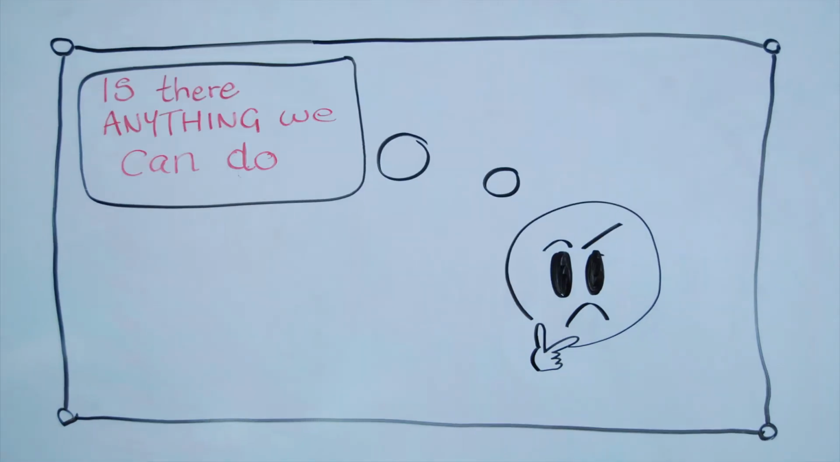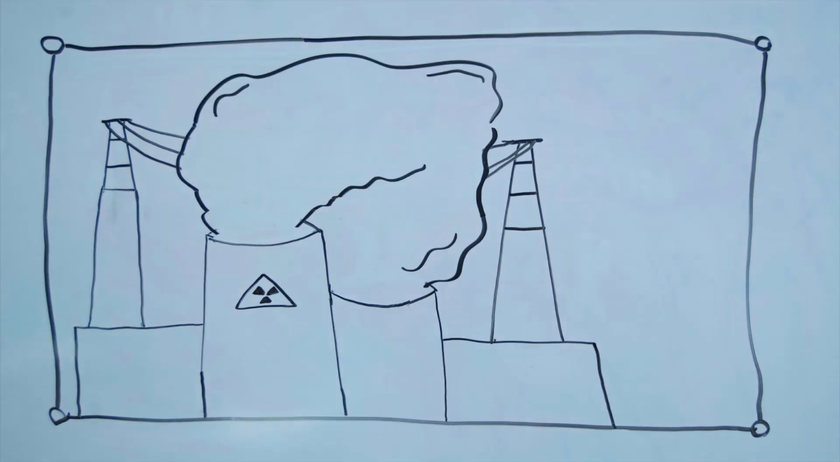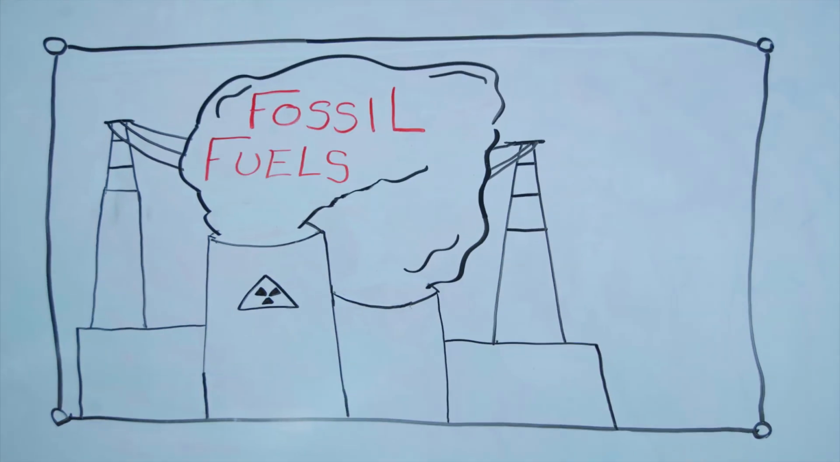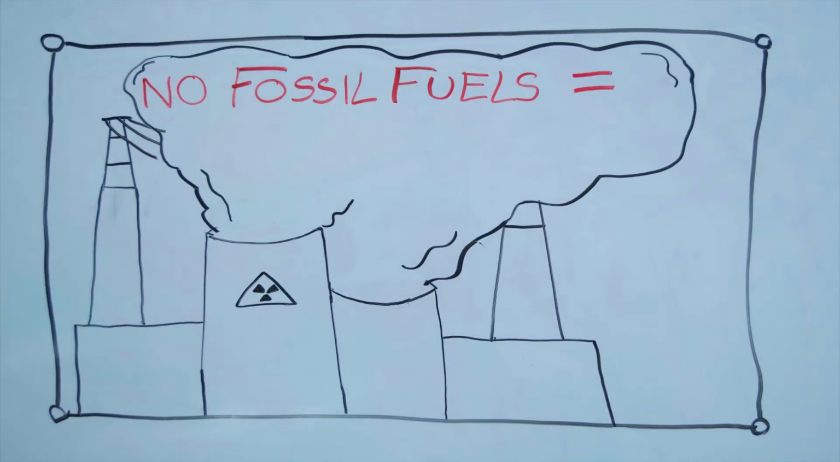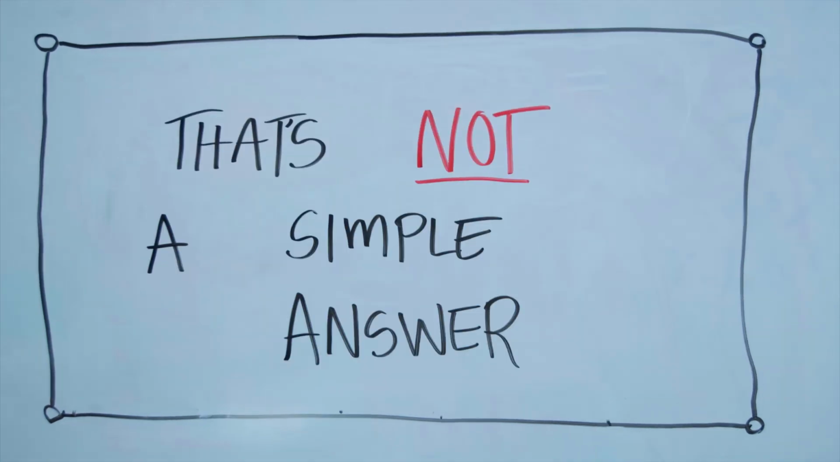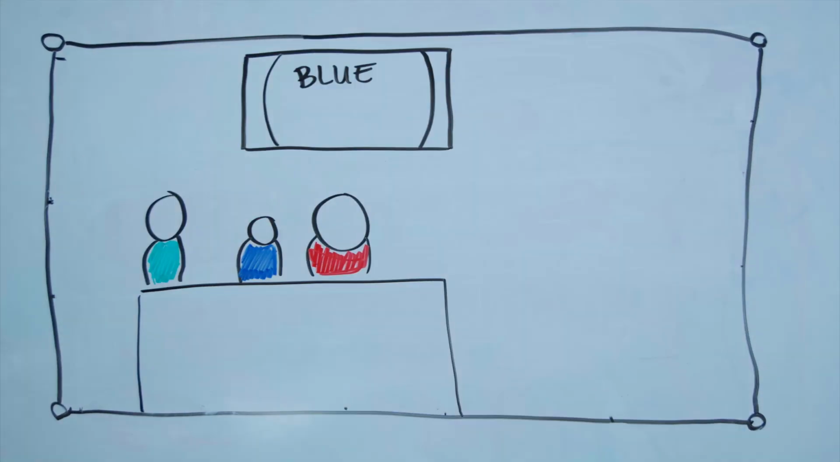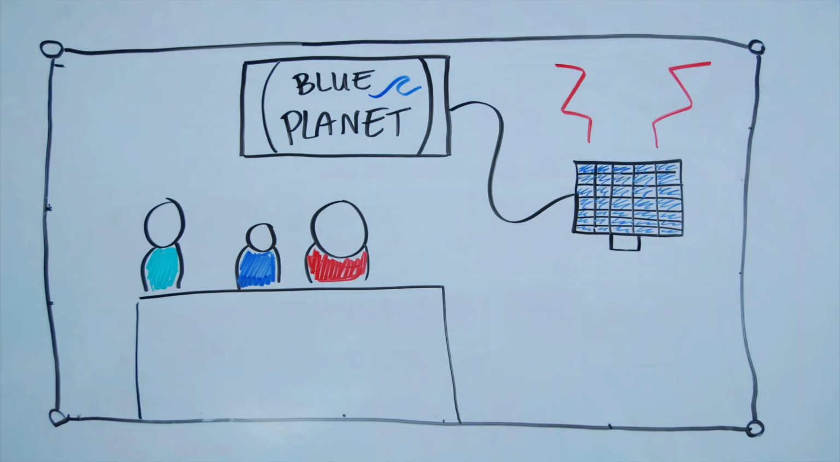But is there anything we can do? The one big, simple answer to that question is that we can stop burning fossil fuels. No fossil fuel emissions, no CO2 in the water. Except that's not such a simple answer. Otherwise, we would all be driving electric cars and watching Blue Planet on our solar-powered TVs.